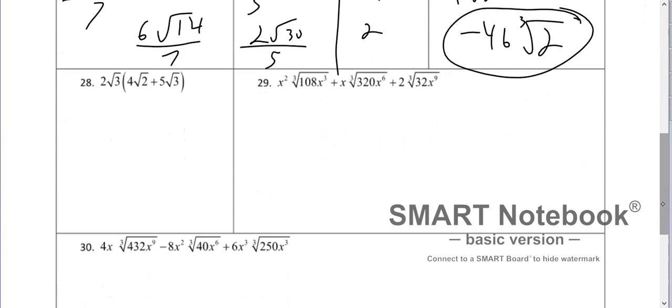Number 28, again, like above, we're going to multiply each one. Outside times outside, 2 times 4 is 8. Radical 3 times radical 2 is radical 6.